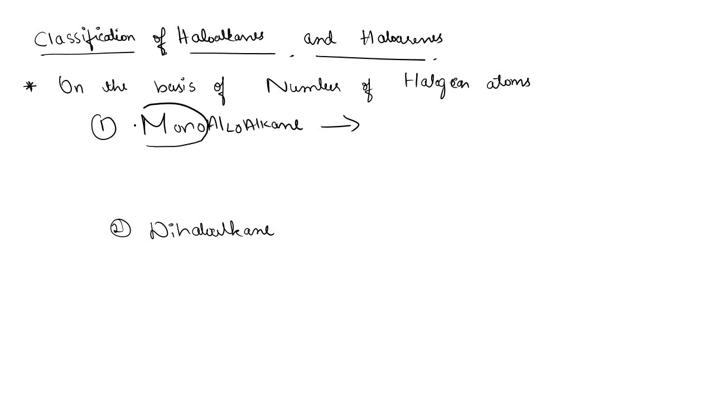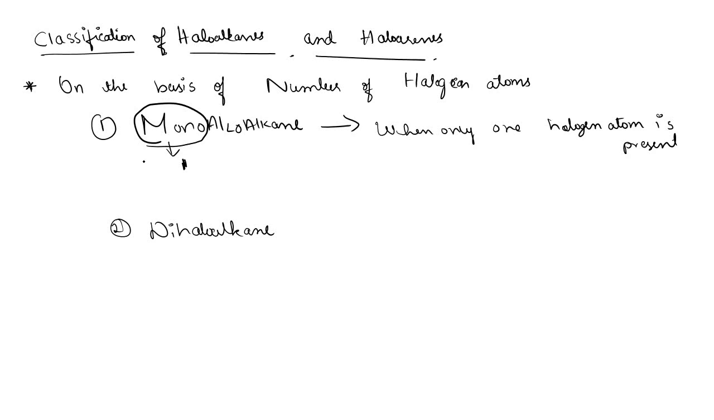We all know that mono is nothing but a single. It's like one. The practical thing whenever you read the word mono, di and all: mono is 1, di is 2, tri is 3. That's a basic thing whenever you see words like this. So when only one halogen atom is present in a compound, we call it a monohaloalkane.